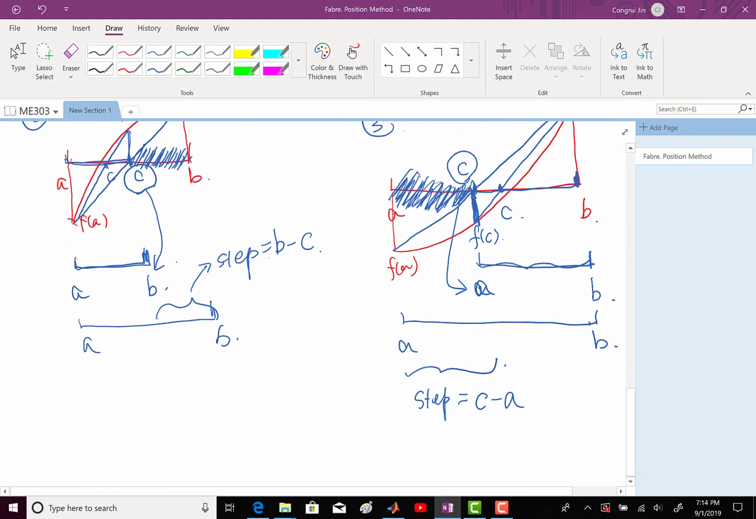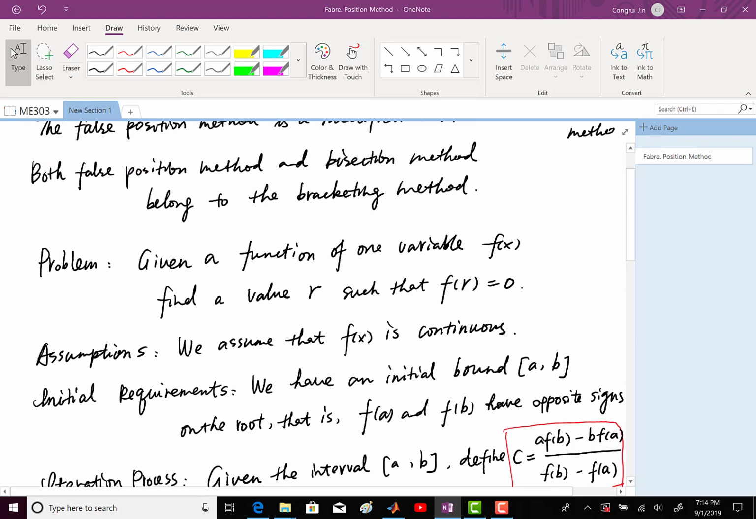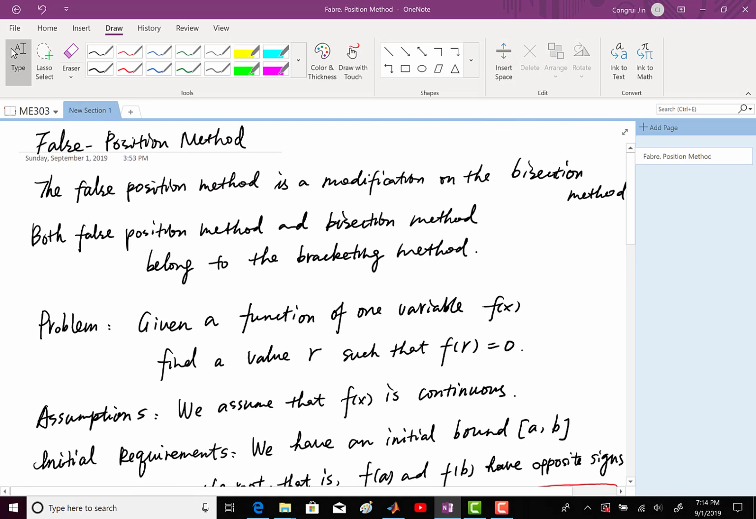All right, so I hope you understand this method right now, and in the next video we will talk about the halting condition, and I will show you an example about how to use the false position method to find the root.